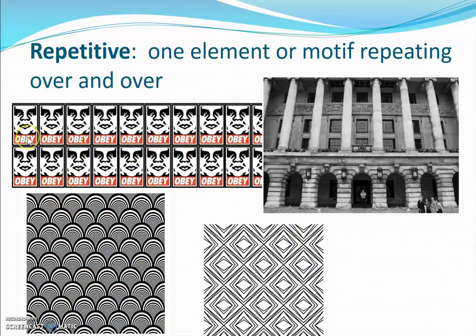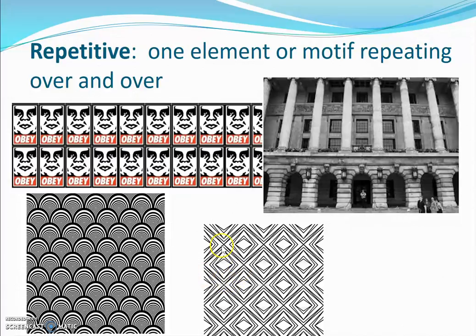Repetitive is using the same motif or the same element, repeating that over and over and over again with little or no change. So here we have the obey logo repeated over and over again. So this particular one is the motif. This is the motif of this particular pattern. So we have very repetitive rhythm for this particular pattern. Again, repeating that motif over and over again.